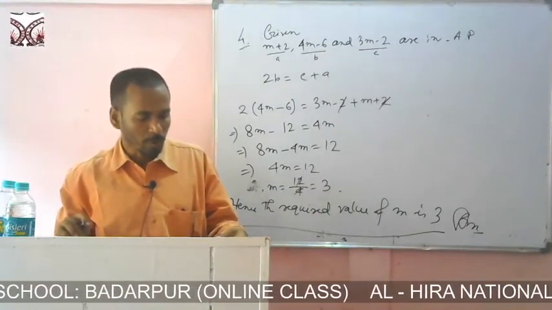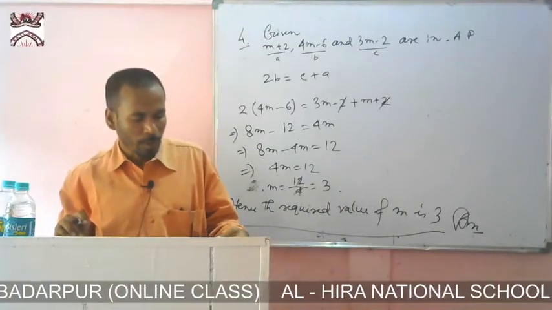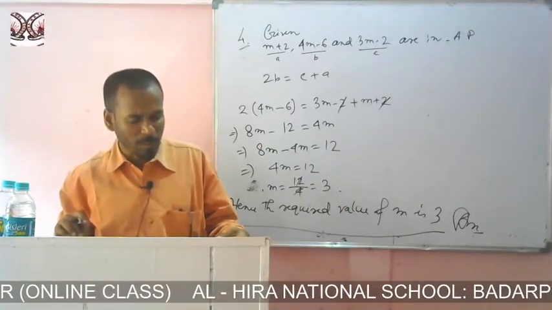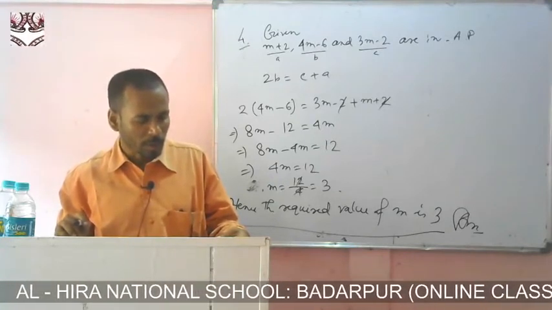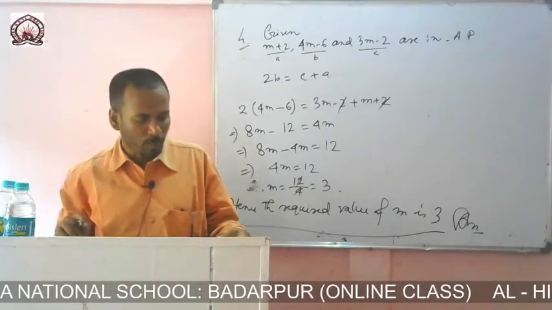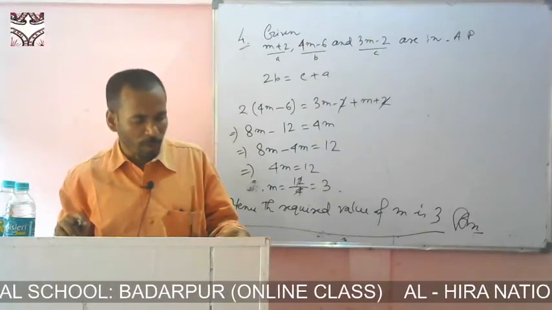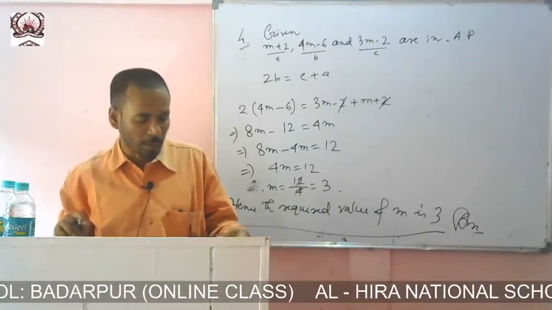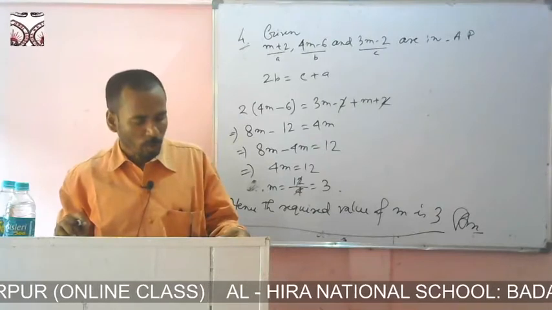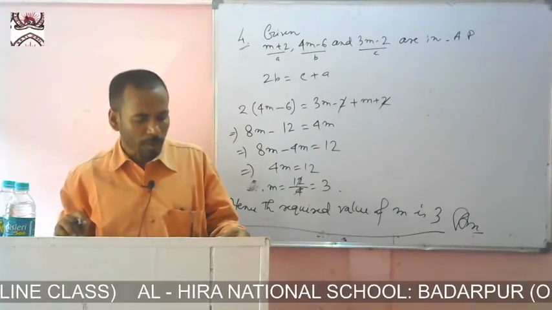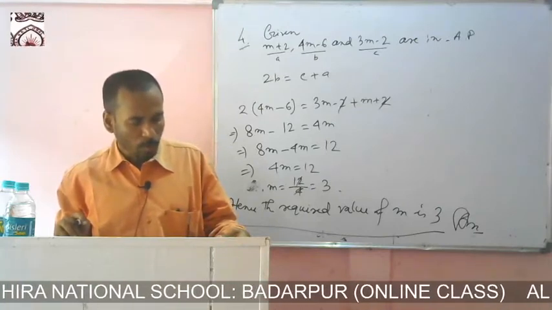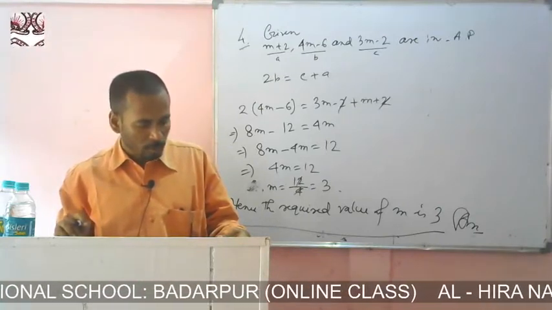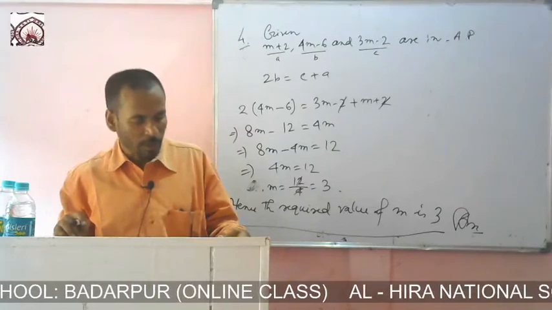Now question number 5. In an AP the fourth term is 10 times the first term, then show that its sixth term is 4 times the second term. The condition given is that the fourth term is equal to 10 into the first, and you have to find the sixth term and second term.